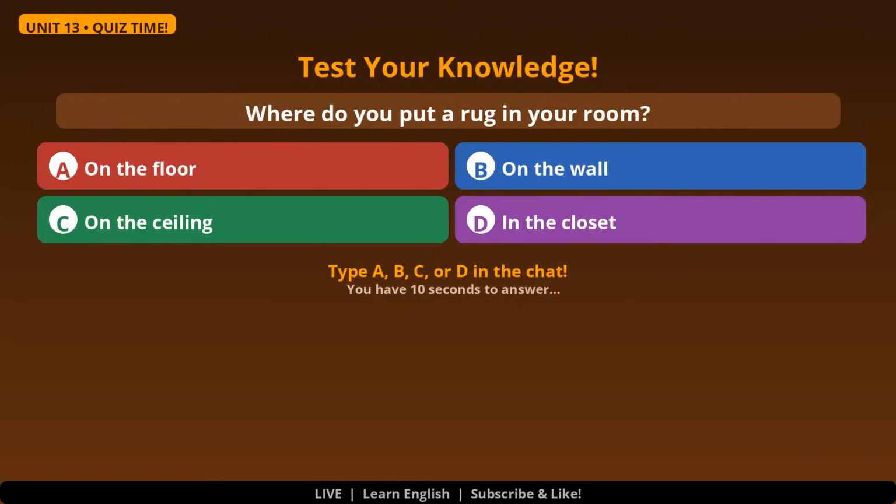Challenge yourself. Here's the question. Where do you put a rug in your room? Option A, on the floor. Option B, on the wall. Option C, on the ceiling. Option D, in the closet. Think about it. Type A, B, C, or D in the chat. You have 10 seconds.